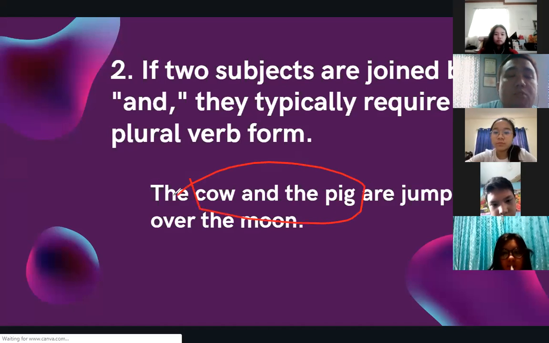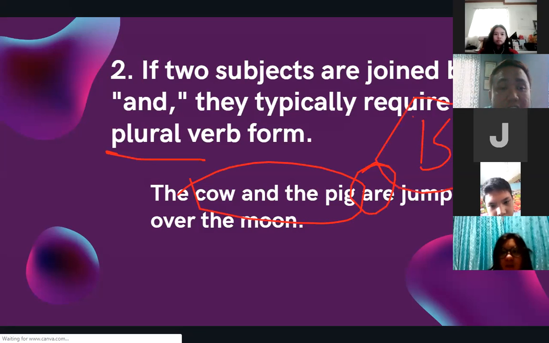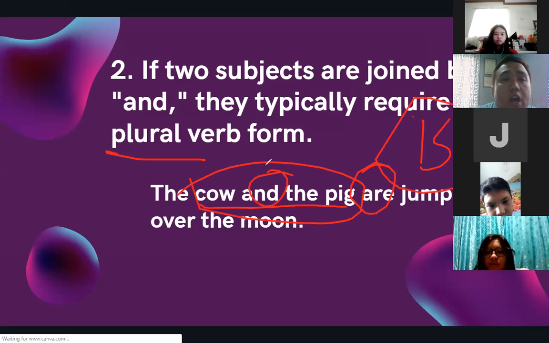Since this is your subject, the rule is you have to take the plural verb. And your verb here is "are." What is the singular of "are"? "Is." Okay? But because you have cow and pig joined by a conjunction "and," we take the plural form of the verb. That's it.